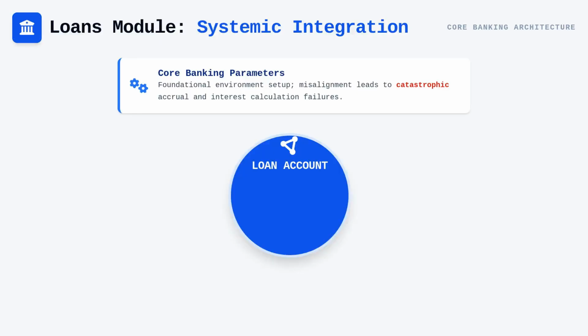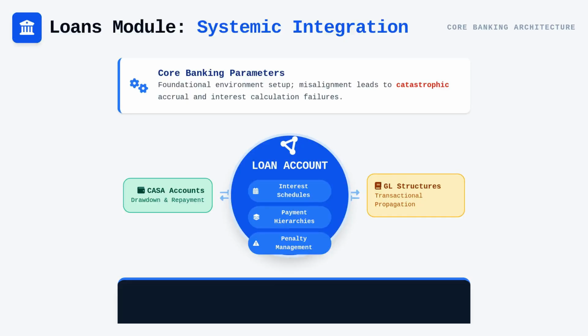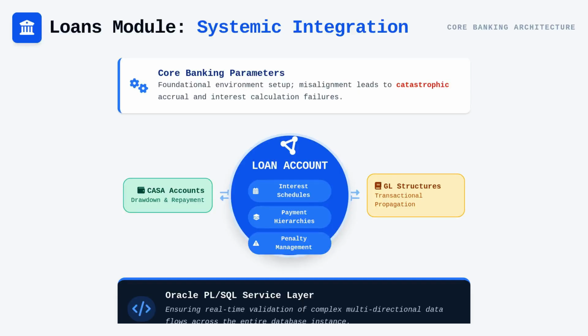You must understand how the loan account serves as the central node for interest schedules, payment hierarchies, and penalty management within the core schema. We achieve this by mapping the product categories to specific general ledger structures, which then propagate transactional data across the entire database instance. Consistency here is paramount, as the interdependency between the loan account and the existing CASA accounts for drawdown and repayment creates complex, multi-directional data flows. These flows are not just administrative. They are functional requirements that the underlying Oracle PL/SQL service layer must validate in real time.